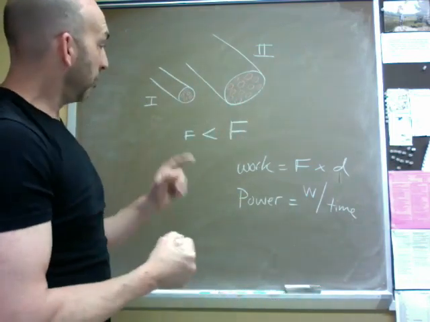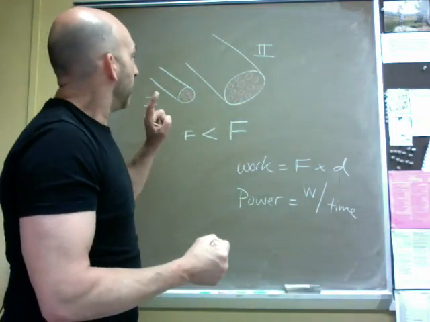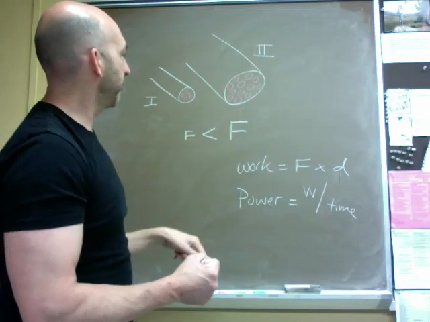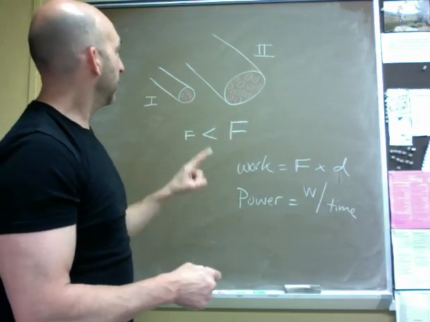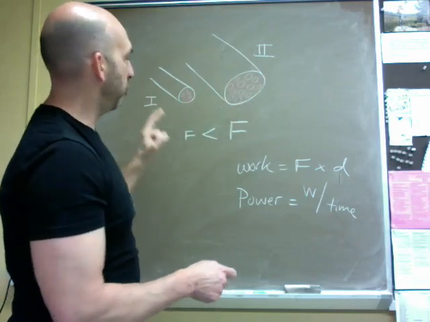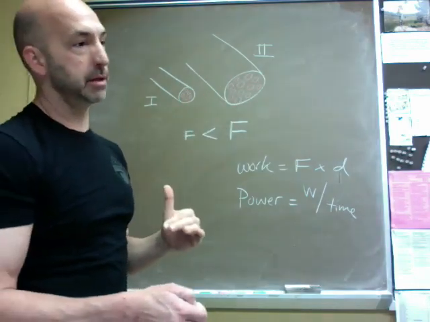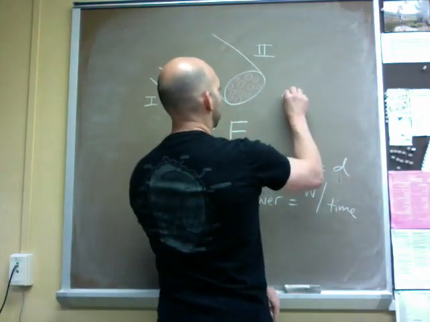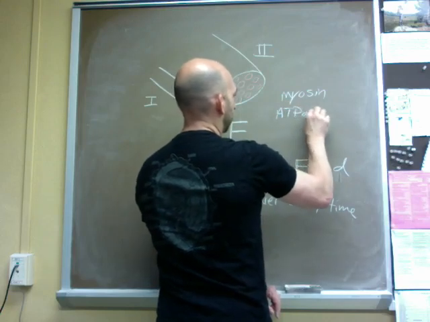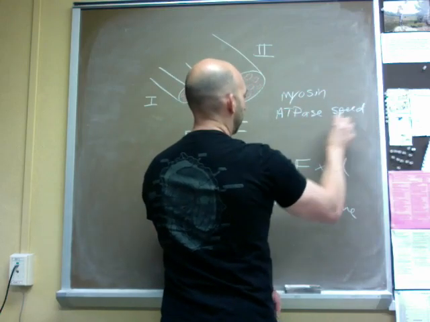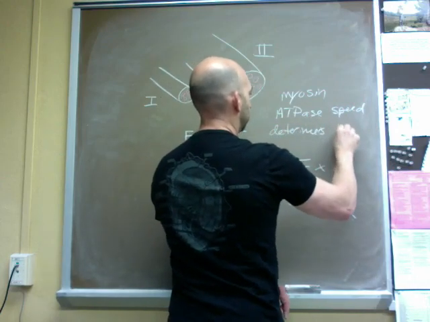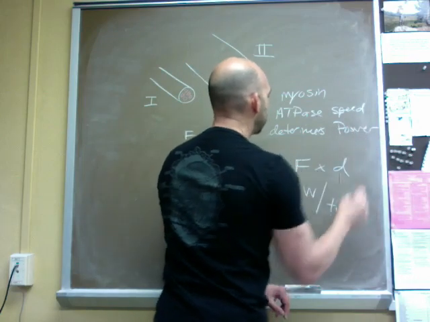Right? So what that means is that although this fiber type generates more force, it also generates more power because it is doing it more quickly. And remember, the big difference between type 2 and type 1 fibers, the big molecular difference, is the myosin ATPase speed. It's a large determinant of power.